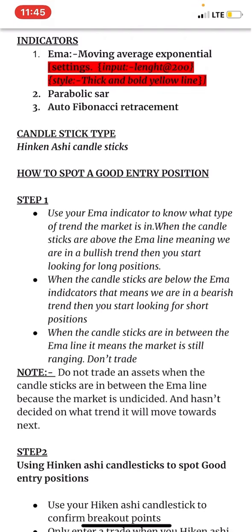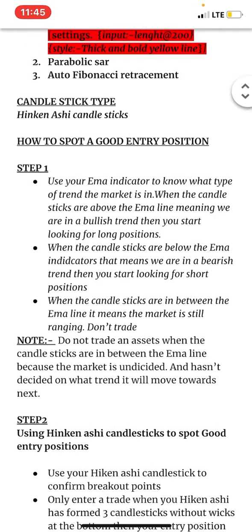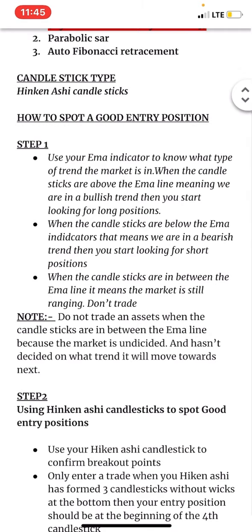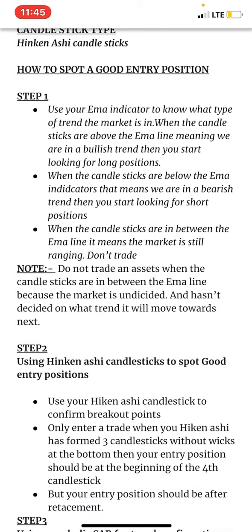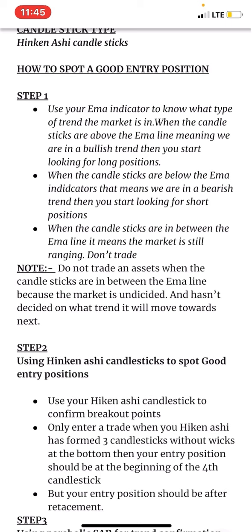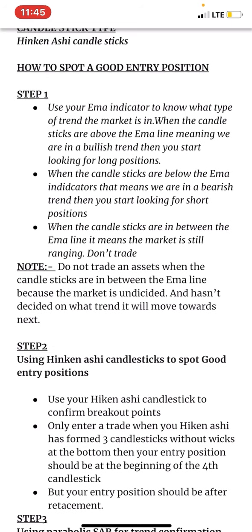Now I've told you the candlestick type, Heikin-Ashi candlesticks. Now how to spot a good entry position. Step 1, use your EMA to know what type of trend the market is in. When the candlesticks are above the EMA line, meaning we are in a bullish trend, that's an uptrend, then you start looking for long positions. I explained that on the chart. When the candlesticks are below the EMA indicator, that means we are in a bearish trend. You start looking for short positions.